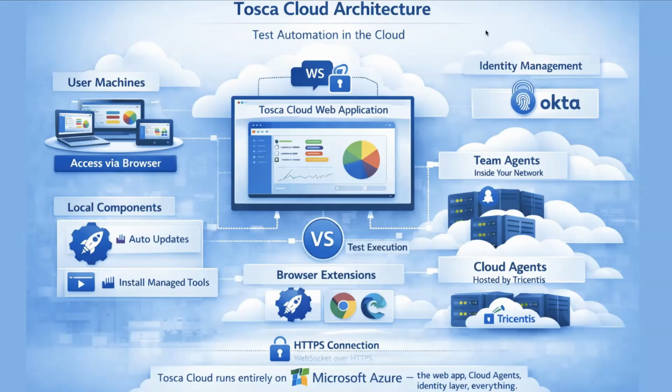The pillar two is the user machines. Now, this is where you access your Tosca Cloud, and all you need is a browser, any browser, Chrome, Edge, Firefox. So there are no installations. You just log in with your cloud credentials and then you get started. The pillar three is the agent machines. Now, these are the engines that actually run your tests. So you have got the team agents inside your network, and you have got cloud agents hosted by Tricentis.